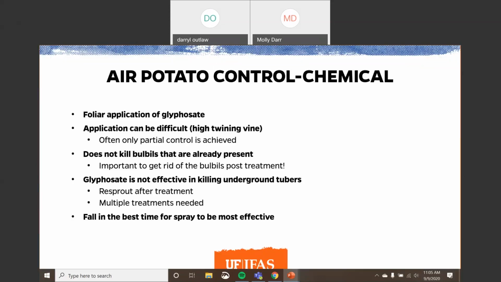Fall is the best time for the spray to be most effective because the plant is pulling all of those nutrients out of the top of the vines and putting it into that tuber. So that's the best time for that herbicide to translocate into the underground tuber. But just like I said before, it's not super effective at killing that tuber. And as with any application of an herbicide, always follow your label directions on any herbicide treatment. I cannot stress that enough.